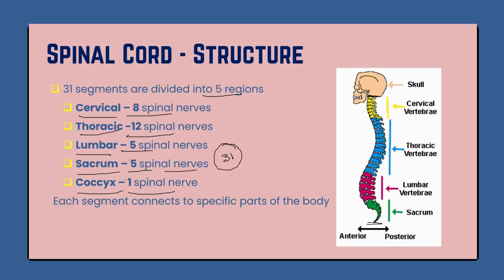All right. You need to remember these. What are the 5 regions? Cervical, thoracic, lumbar, sacrum, and coccyx. And what are the numbers of spinal nerves coming out? 8, 12, 5, 5, and 1. Each of these segments connects to specific parts of the body. Like I told you, thoracic is connected to your lungs. Similarly, each of these segments is connected to a specific part of your body.